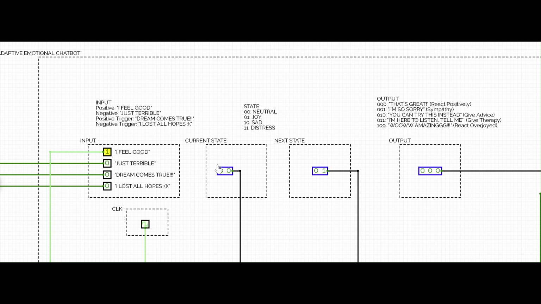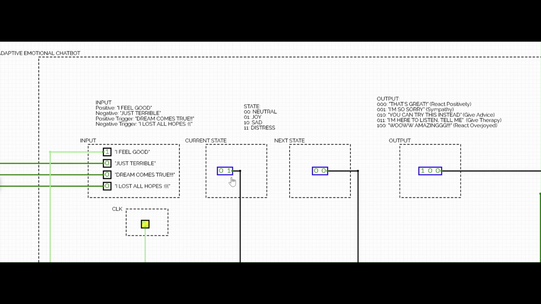The state now will move from neutral to the joy state, and the machine now reacts positively, which is great. And as you can see here, based on the rotation I mentioned, the user will click on the clock 2 times to update their current state and get ready for the next input. So they click the clock 2 times, 1, 2, and now the current state is updated, that is, moved to the joy state.